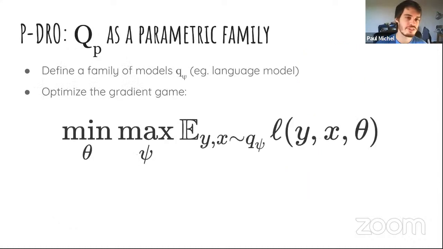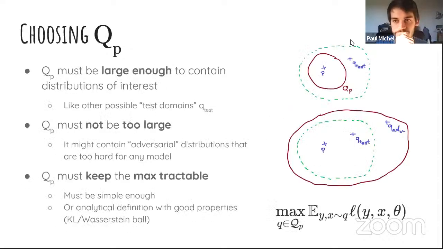What we're going to do is simply define— Paul, can I have a question on that previous slide? Yeah. What does it mean in practice for Q, for example, not to be large enough, not to be too big? What do you mean? Like, for example, the second point, Q must not be too large. What does it mean in practice?